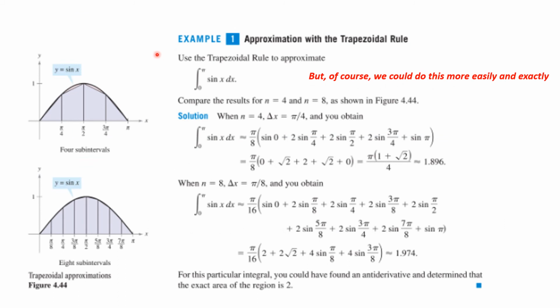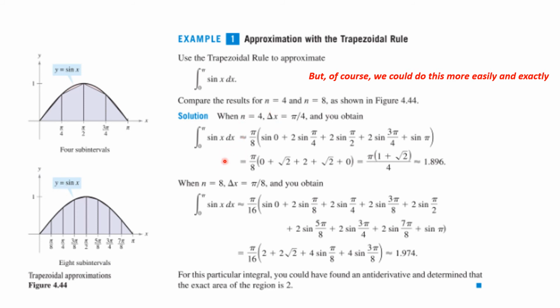Let's do an example, and we're going to do a function that you already know. This is sine x, so we're integrating sine x from 0 to pi. Of course, we know how to do this more readily. I'm just trying to show you how the trapezoidal rule works. So here is what I'm doing if I have 4 subintervals, and here's what I do if I have 8 subintervals, because I'm supposed to look at the results for 4 and 8.